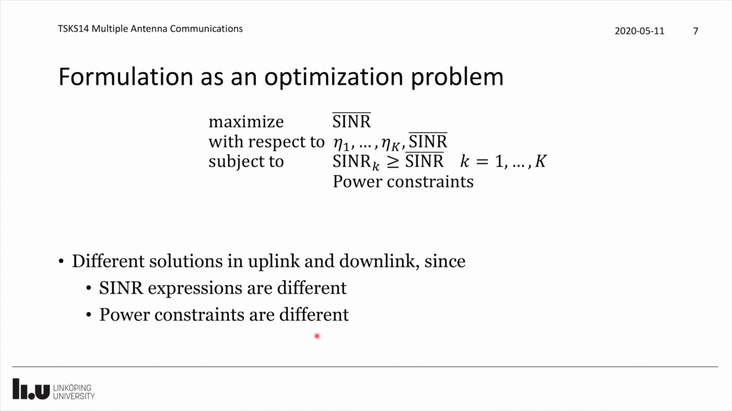So I will cover the uplink and the downlink separately. I won't show you exactly step by step how to solve this optimization problem, but I will present you with the solution. You can find the derivation in the Fundamentals of Massive MIMO book. And then given that solution, I will also explain why it makes sense.